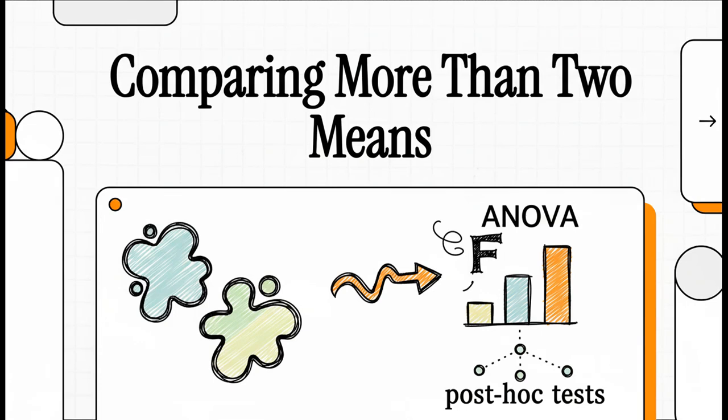So when you're looking at data, comparing two groups is pretty simple, right? But what happens when you've got three groups, or four, or even more? Let's dive into the right way, and more importantly, the wrong way, to figure it all out.